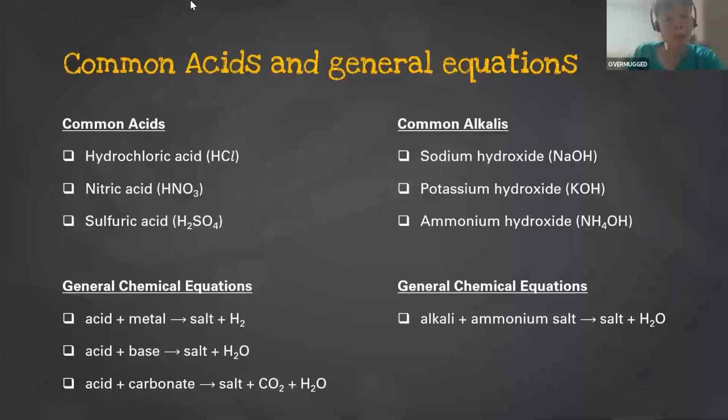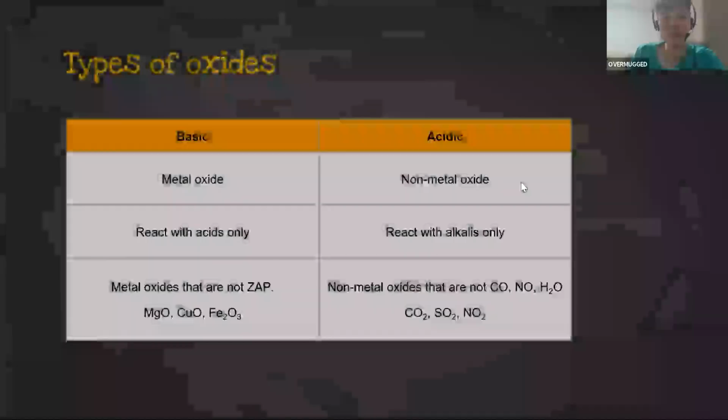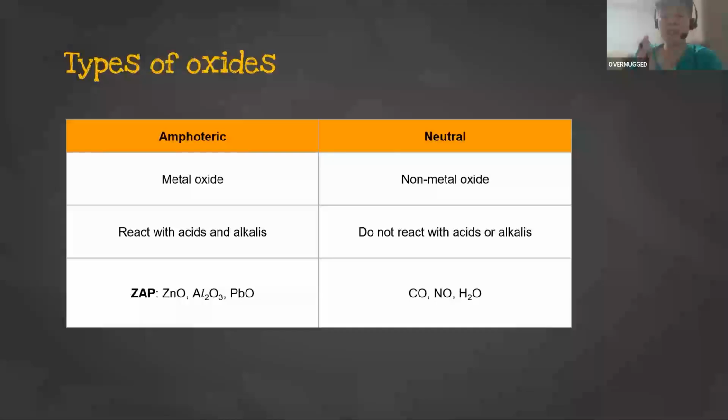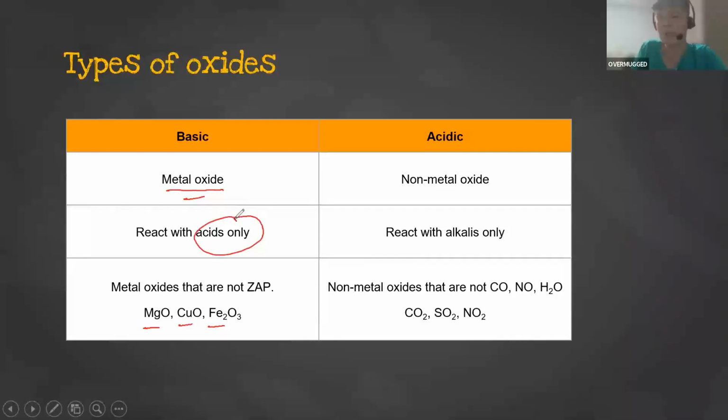How about acidic and basic oxides? Sorry, coming back to that. I mentioned four types of oxides. Amphoteric and neutral. Now we have basic and acidic. Basic oxides are also oxides of metal. You can see metal. But they can only react with acids. Base and base don't react. Base and acid can react. That's why they only react with acids. Acidic oxides are non-metal oxides. On the other hand, they react with alkalis only. You can see non-metal.